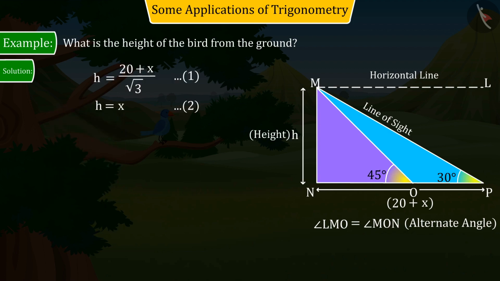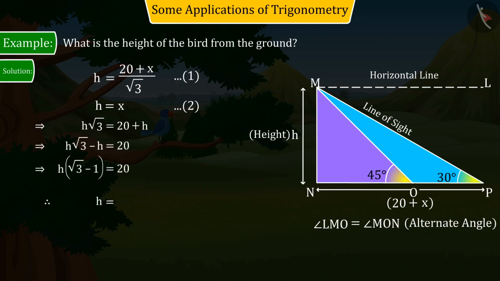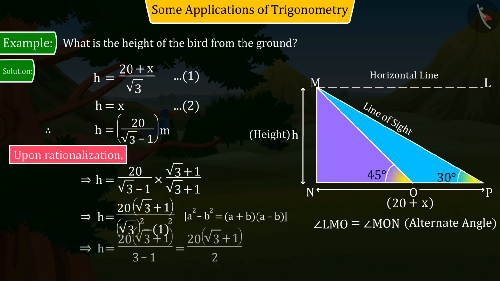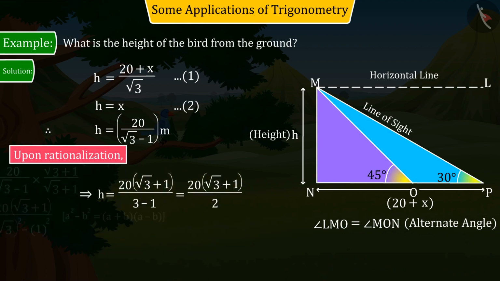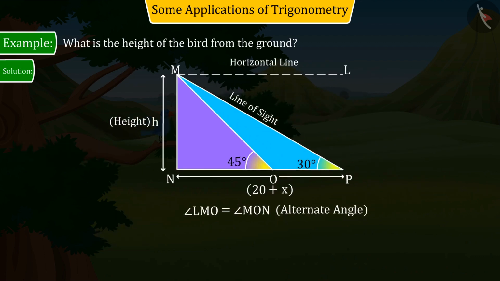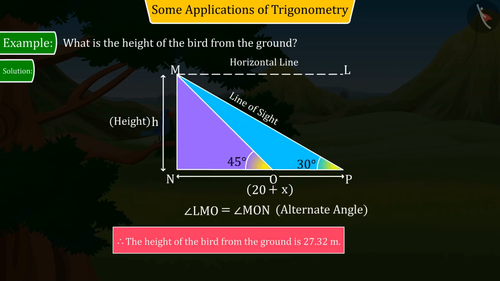Solving the equation by comparing 1 and 2, the value of h is obtained as 20 divided by (square root of 3 minus 1), whose rationalization gives the value of h as 27.32. So we can say that the height of the bird from the ground is 27.32 meters.